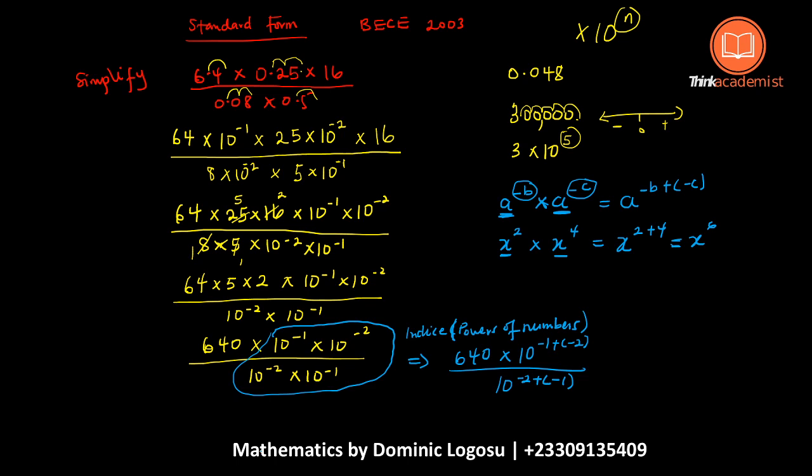Now, this means that you owe 1 CD and then you owe someone 2 CDs. Negative means you owe. So in all, it means you'll be owing 3 CDs. Okay, so it will be 640 times 10 raised to the power negative 3, all divided by, the same principle applies here. You owe 2 CDs and then you owe someone 1 CD. So in all, it means you'll be owing 3 CDs also. Why negative? Because you owe. Okay, so let's move on.